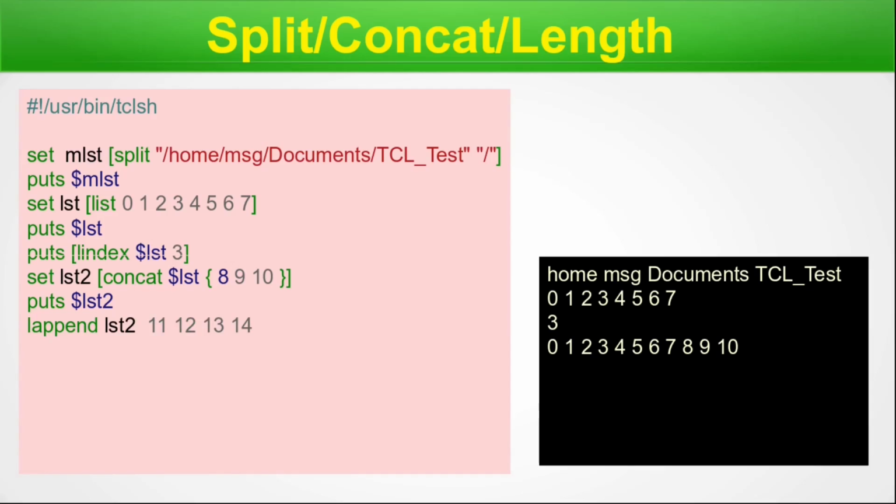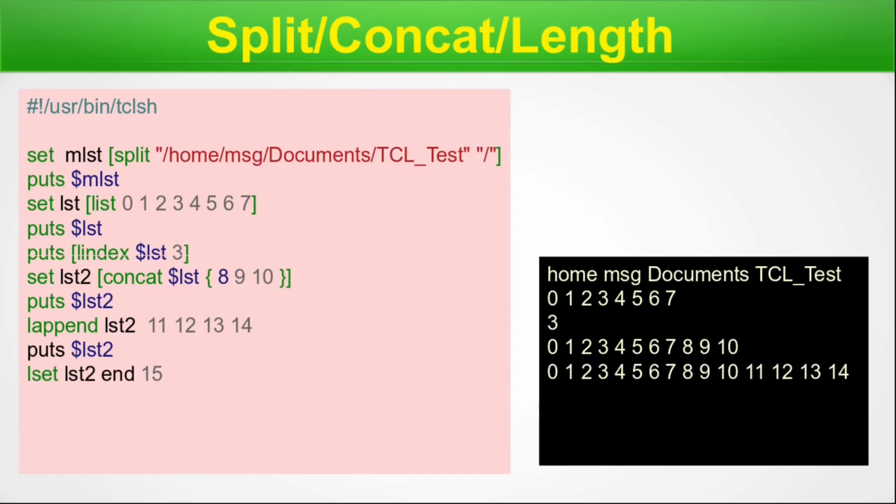When we use the concat, we are saving into another list. Obviously, we can save into the same list, but the purpose of this particular slide is to show how we can manipulate. We can also use the append command to append things at the last of the list. So here we are appending 11, 12, 13 and 14 to the LST2. And when we echo, we can see the elements have been added.